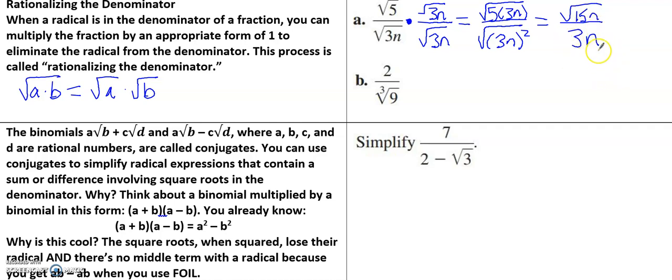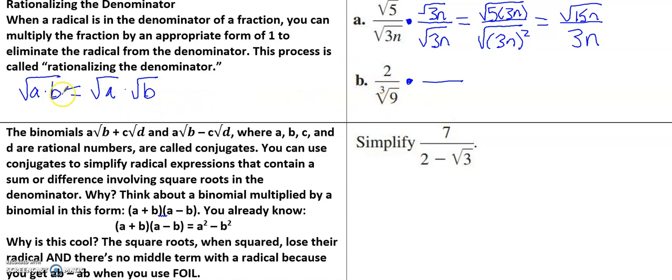Sweet. We've gotten rid of the radical in the denominator. We've rationalized the denominator. Okay, what about this one? Here's the issue. We're still going to do the trick where we're multiplying by 1, but we have a cube root. How does that change things?